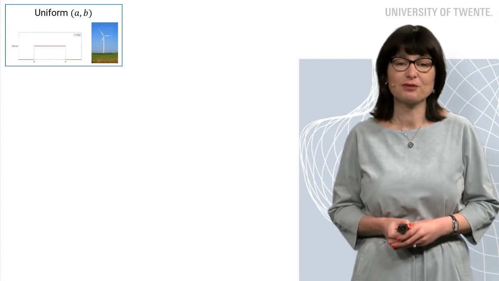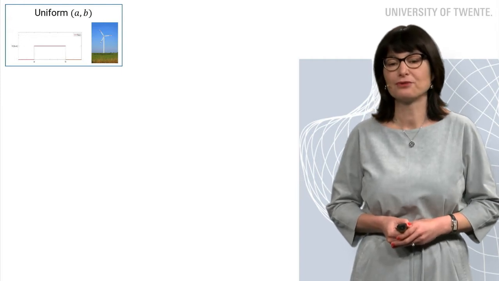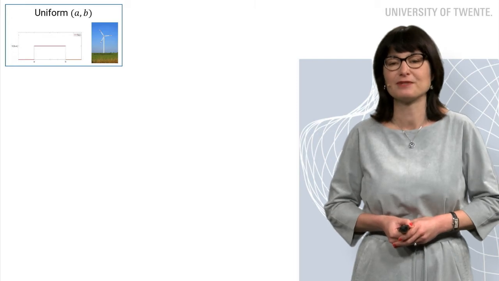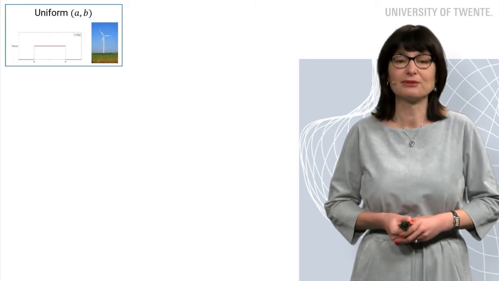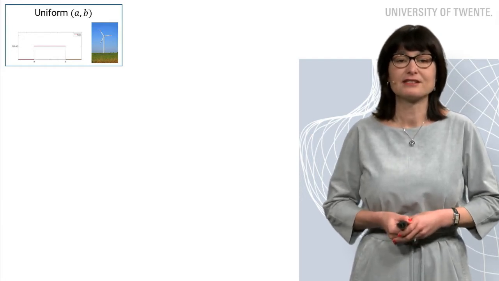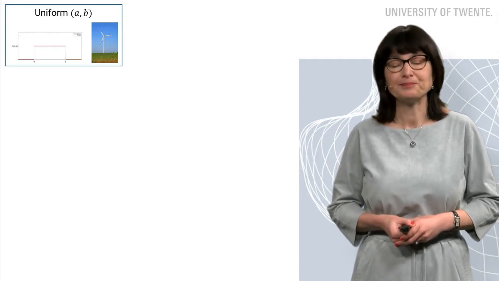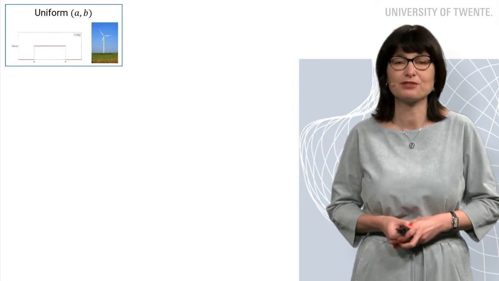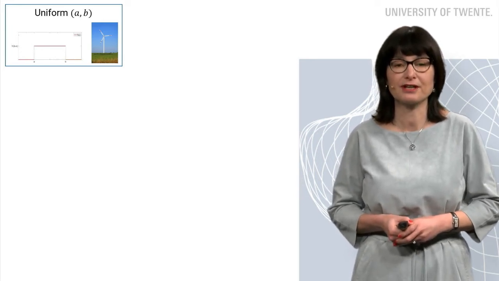Where do we see such distribution? For example, if you look at the wind vane and if you want to see the angle of this vane at any specific moment, then most probably it is reasonable to assume that all angles are equally likely, and then the distribution of the position of the angle of the wind vane will be uniformly distributed on the interval from 0 to 2 pi, so from 0 to 360 degrees.